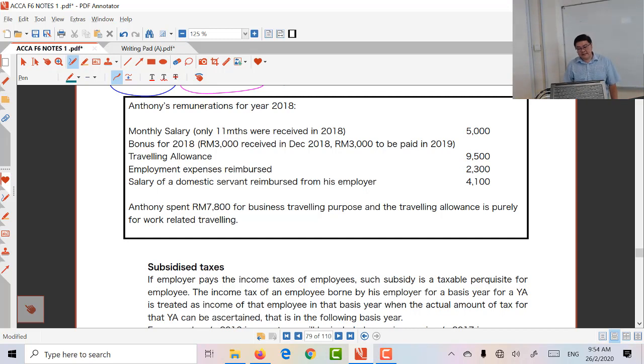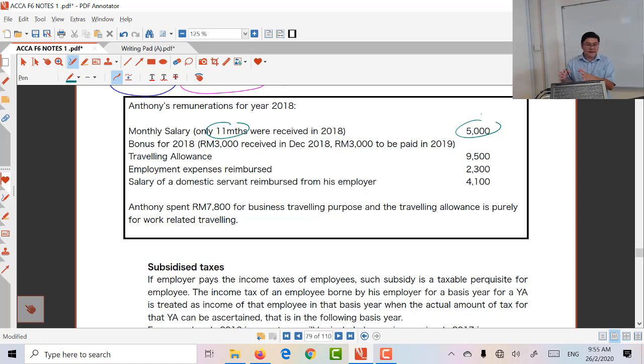Now, can I just come to this example and then you try this? Now we have Anthony. Remuneration for year 2018. Now he has received 11 months salary, and the monthly salary is 5K. Now there's this bonus for 2018, 3,000, which is received in December 2018, and the other 3,000 will only be paid in 2019. Now it's based on 2018. The question, just take note of the year. Now he's given traveling allowance 9,005.